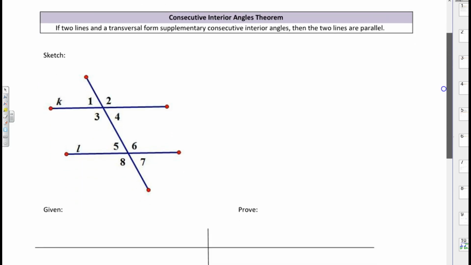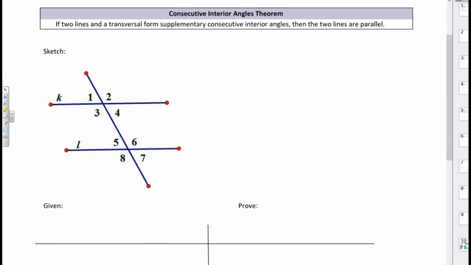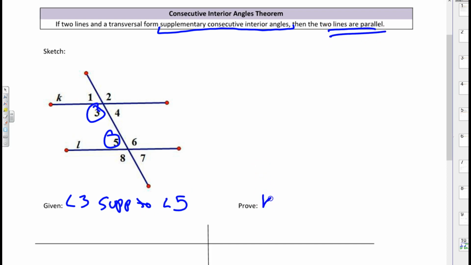And so let's take a look at this. If two lines and a transversal form supplementary consecutive interior angles, then the two lines are parallel. So my given is that I have supplementary consecutive interior angles. So let's pick some interior angles. I'm liking 3 and 5. So my given would be that angle 3 is supplementary to angle 5, and I want to prove the two lines are parallel. Prove K is parallel to L.